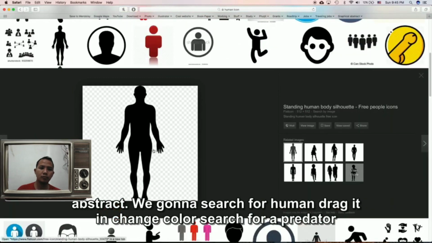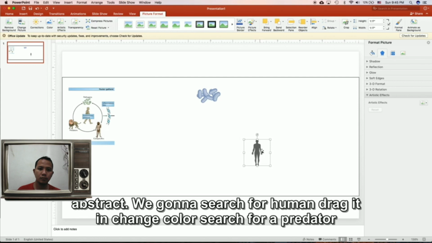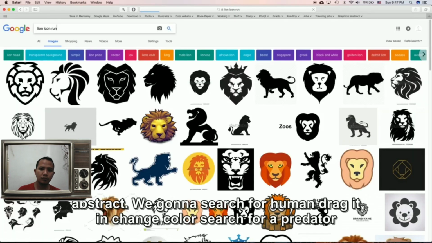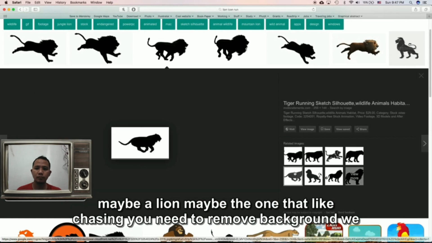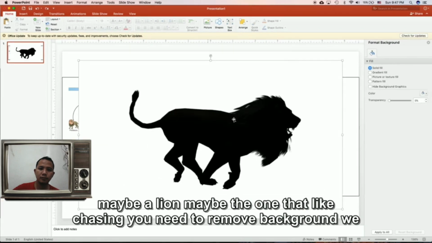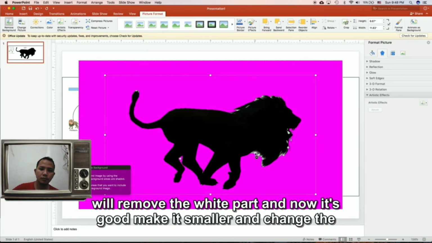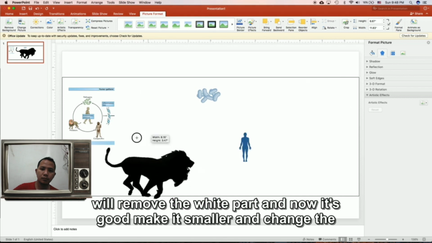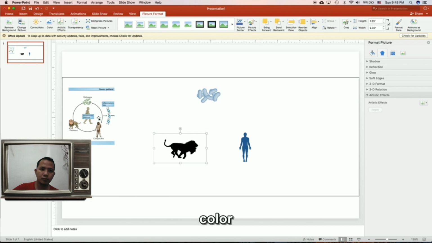Search for human, drag it in, change color. Search for a predator in the alignment, maybe the one that's chasing. We need to remove the background, remove all the white part, and now it's good. Make it smaller and change the color.